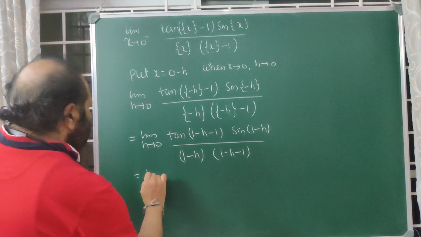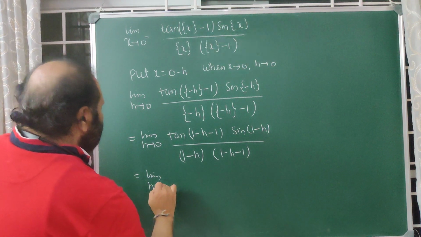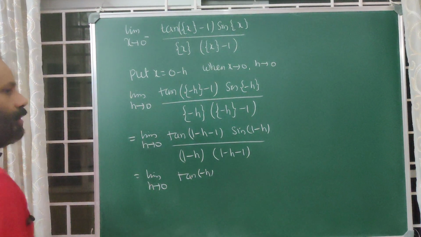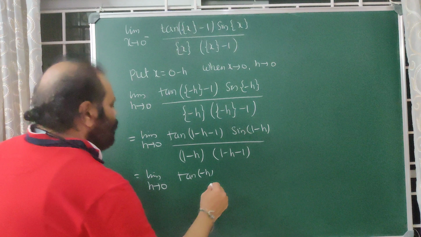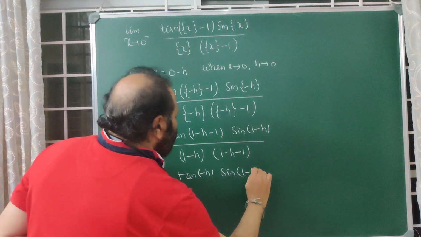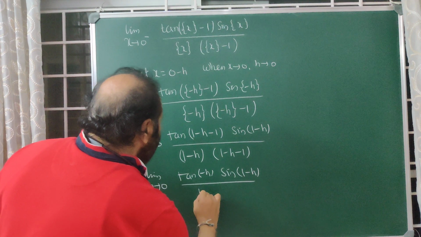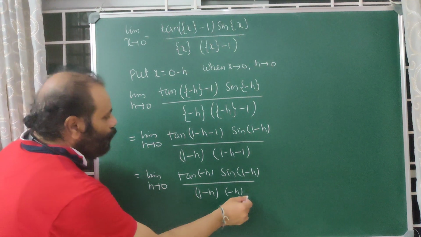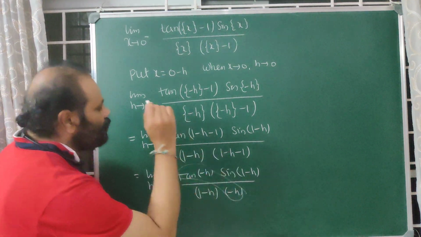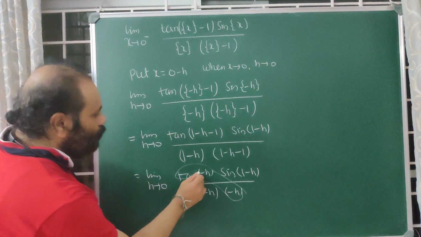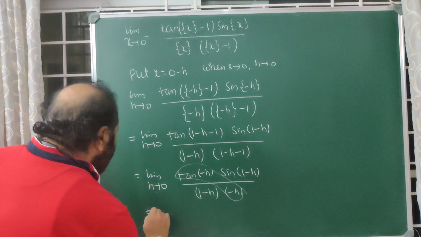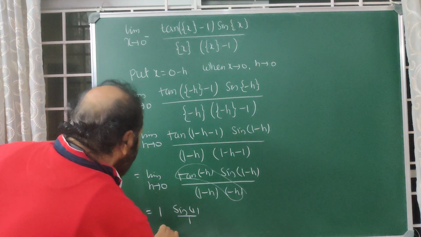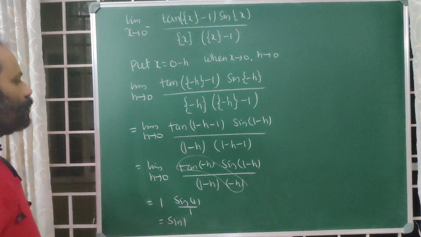This is equal to limit h tending to 0 of tan of minus h into sin of (1 minus h), divided by (1 minus h) into minus h. When h is tending to 0, tan of minus h by minus h is tending to 1. So when theta tends to 0, tan theta by theta is equal to 1. Therefore, this is equal to 1 into sin 1 by 1, which will be equal to sin 1.